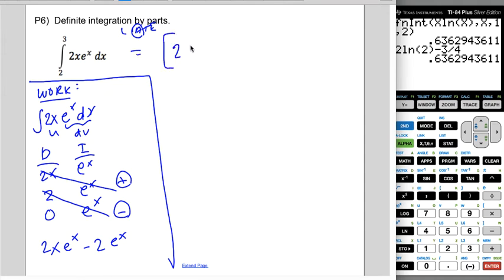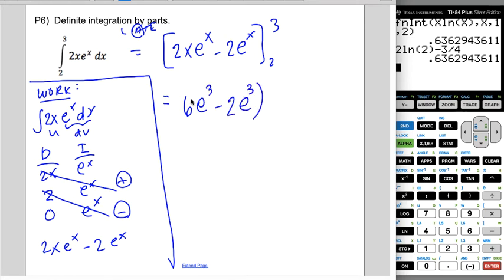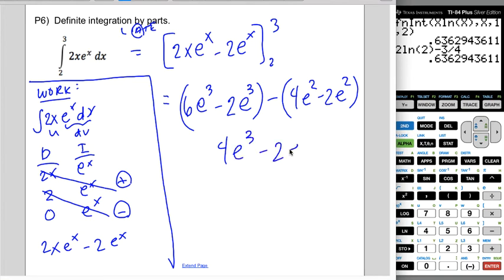So I get 2x e to the x minus 2 e to the x, and we're going from 2 to 3. Right, so when I plug in 3, I'm going to get 6, sorry, ignore the x again, totally been mathing for several hours. So 6e to the 3rd minus 2e to the 3rd, right? And when I plug in the 2, I'm going to get 4e squared minus 2e squared. So I end up getting 4e cubed minus 2e squared, and that's about as good as I can get it, right? There's not much I can do there. You could factor something, but it doesn't help a lot.